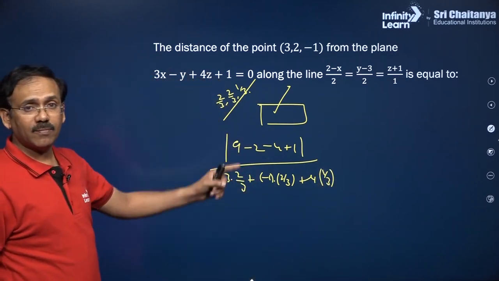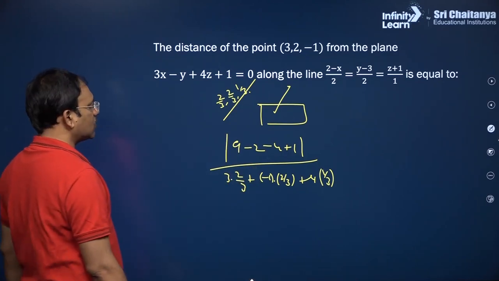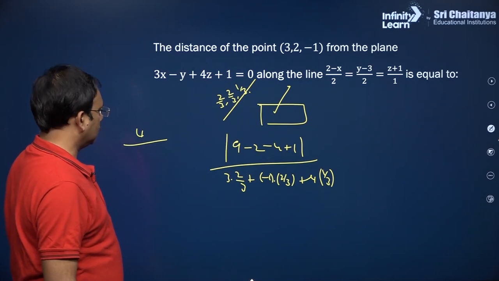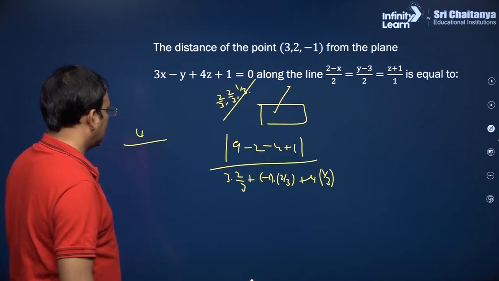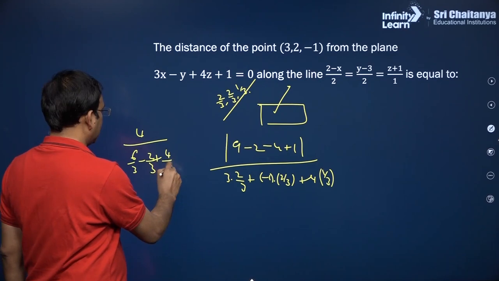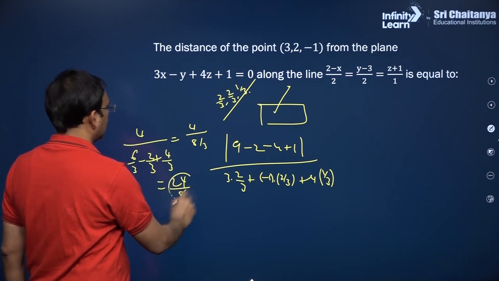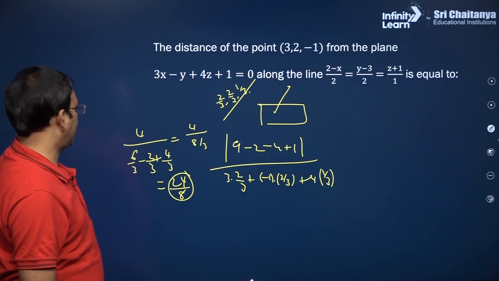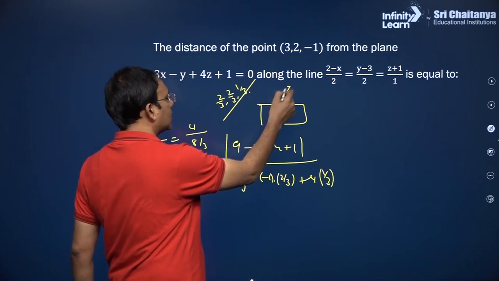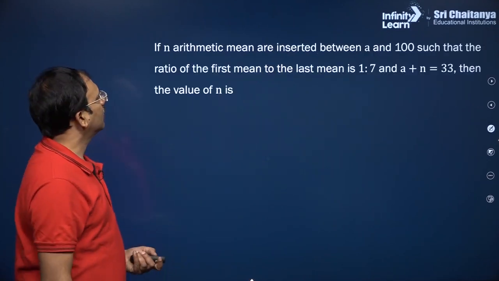Modulus of Ax1 plus By1 plus Cz1 by A cos alpha plus B cos beta plus C cos gamma will give you the exact answer, which is, my dear friends, 4 by, you can just find this distance. This is 6 by 3 minus 2 by 3 plus 4 by 3, which is 4 by 8 by 3. So 24 by 8. Yeah, this is going to be the answer, my dear friends. That's all. You just simplify. Or else you can also find the general point on this line, because DRs are known, point is known. You can substitute it in the plane, you will get the t value. So you can find the distance. That is also fine.